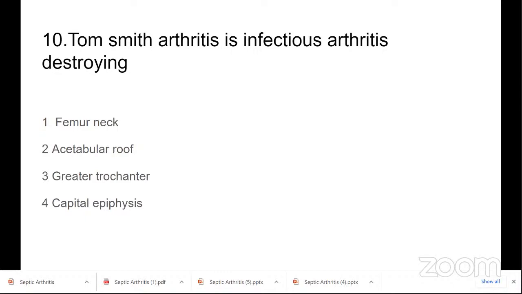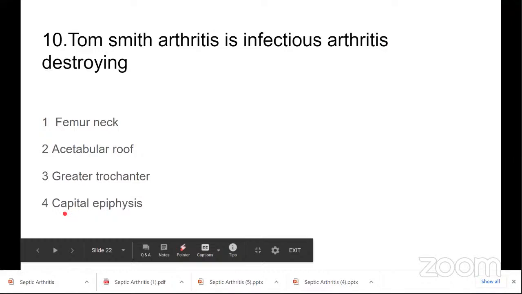The third, greater trochanter. Okay, no, it is a trap. Anybody else? Femur neck? No, again, right. Okay, I'll answer this for you because it is a tricky one. Once I explain the entity, you will never forget. It is the capital epiphysis.